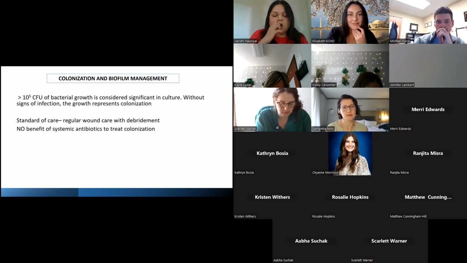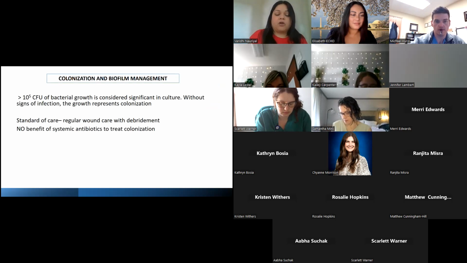Just a quick word on colonization and biofilm management. When we have greater than 10 to the power 5 colony forming units of bacterial growth in a culture, it's considered significant. But if there's no sign of infection, that basically represents colonization of the wound. And the standard of care for treatment of colonization and biofilm is regular wound care with debridements.